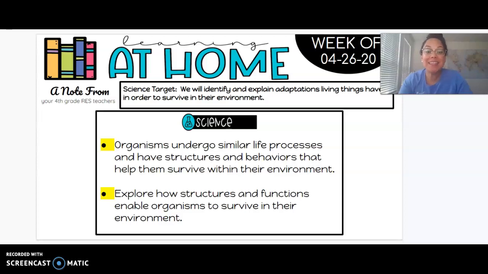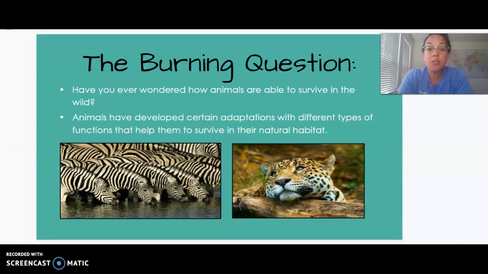Hey, fourth grade scientists! This week we will identify and explain adaptations that living things have in order to survive in their environment. Last week we talked about how organisms undergo similar life processes when we discussed life cycles. This week we're going to dig a little further and see how their structures and functions help them survive in their environment. So a burning question, have you ever wondered how animals are able to survive in the wild?